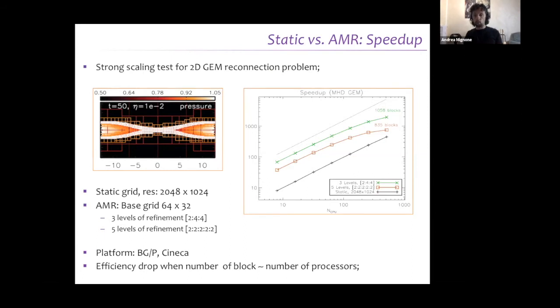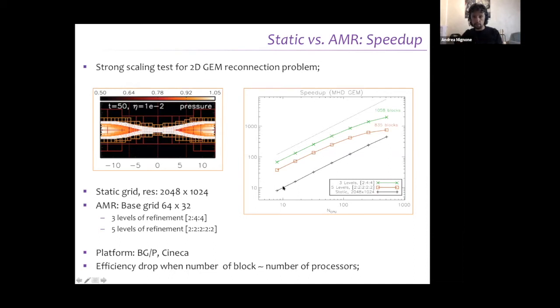This is an example of what kind of speed up we can achieve with adaptive mesh refinement. This is a simple reconnection problem. We are increasing resolution down here, where the reconnecting current sheet is, where the reconnection is taking place. The static grid employs 2048 times 1024, but with AMR we can afford a much lower resolution with 64 by 32 zones, using either 3 or 5 levels of refinement, ending up with the same equivalent resolution.